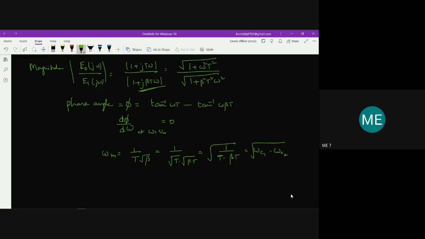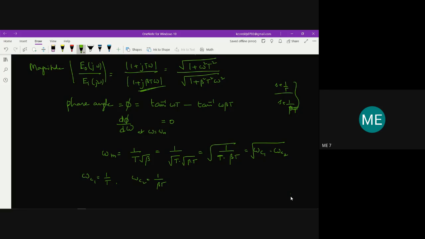So these are the corner frequencies. Omega c1 is equal to 1 by t and omega c2 is equal to 1 by beta t. So that's what we got from s plus 1 by t divided by s plus 1 by beta t. This is how we can find the corner frequencies at the maximum phase angle. So here this is about the lag network and lead network. These two are there in your syllabus in module 3 itself.